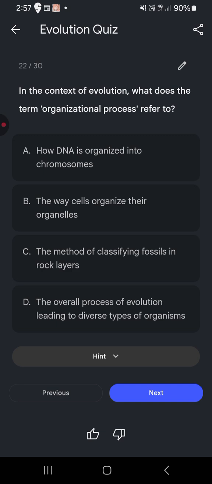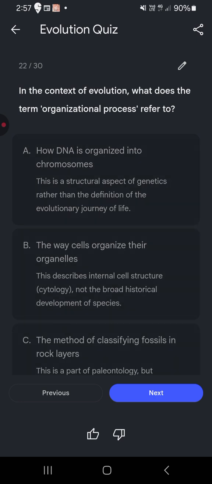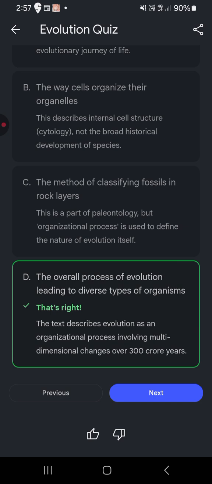In the context of evolution, what does the term organizational process refer to? The overall process of evolution leading to diverse types of organisms. Evolution as an organizational process involving multidimensional changes over 300 crore years.